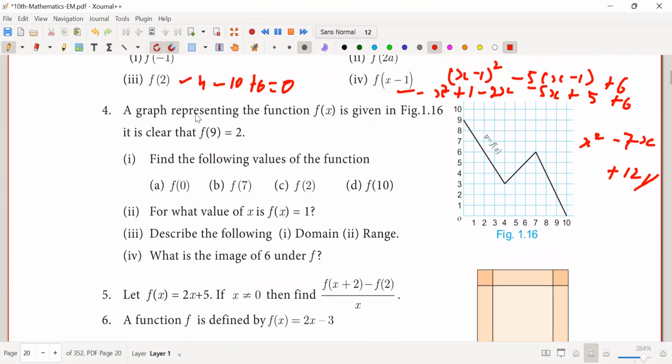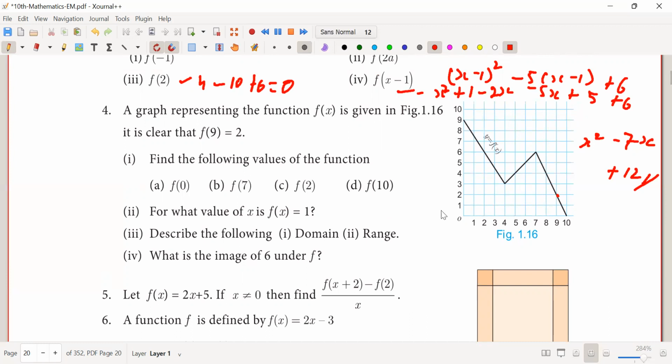Then a graph representing f of x is given in Fig 1.6. It is clear that f of 9 is 2. Then find the value of f of 0, f of 7, f of 2, and f of 10. It is not clear, but they are saying that it is clear. For f of 9, the answer is 2.